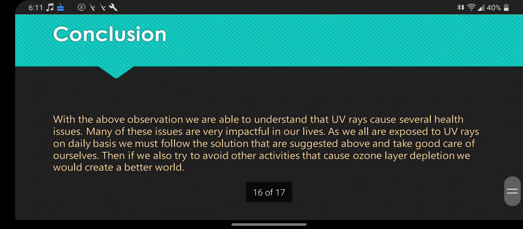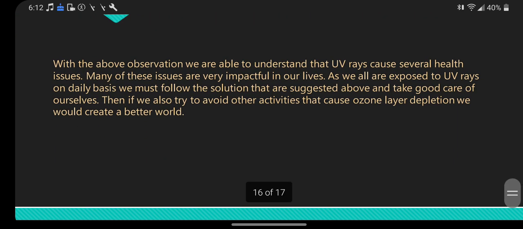Conclusion. With the above observations, we are able to understand that UV rays cause several health issues. Many of these issues are very impactful in our lives. As we are exposed to UV rays on a daily basis, we must also follow the solutions suggested above and take good care of ourselves. If we also try to avoid other activities that cause ozone layer depletion, we could create a better world.